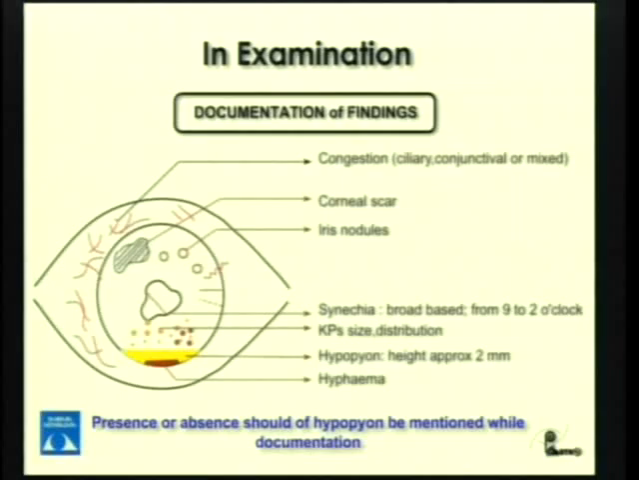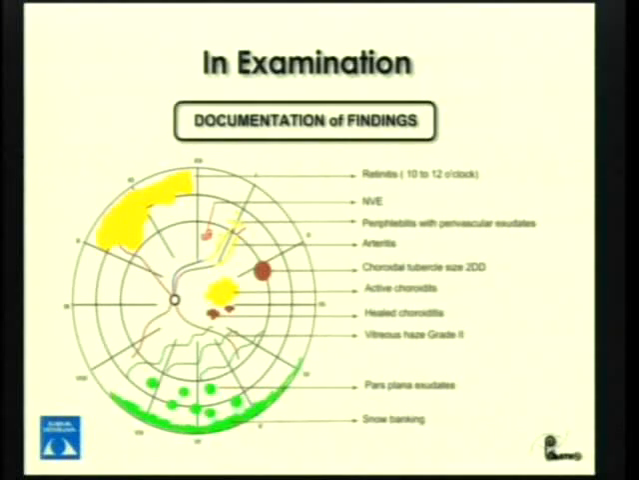This was the SUN classification guideline, that the presence and absence should be mentioned separately. Then in fundus examination, if you are examining a case of retinitis, you should mention the extent of the retinitis lesion, the choroidal tubercle, its exact location, and its size, and pars plana exudates, very important. So this is about the theory exam.